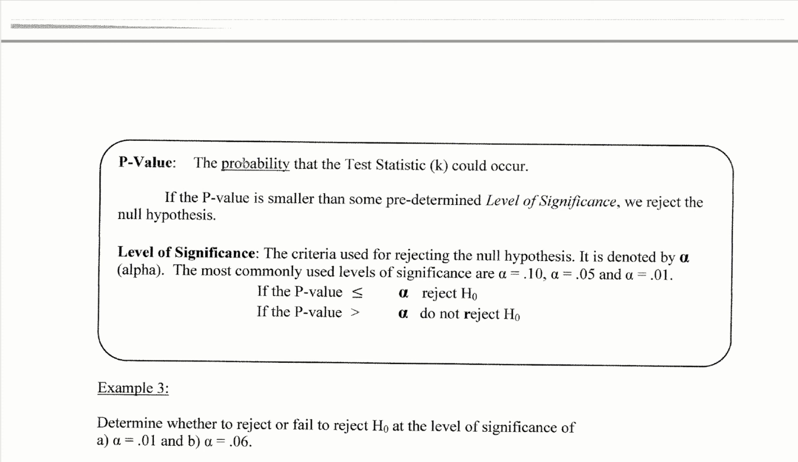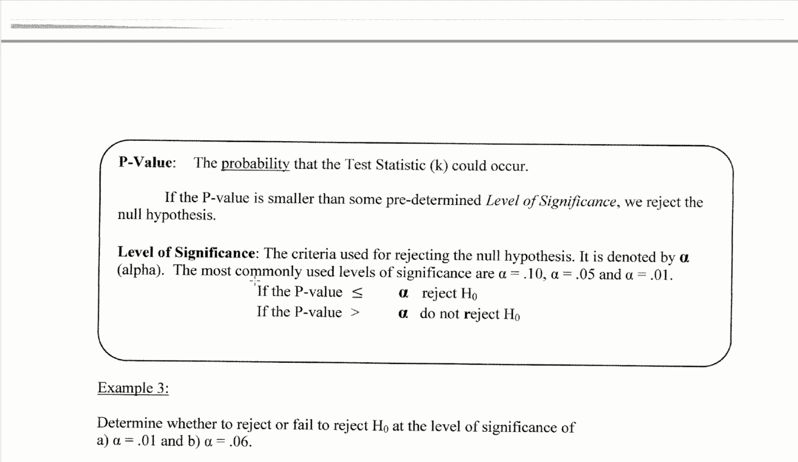We're going to investigate the probability that the test statistic K could occur if P is smaller than some predetermined level of significance. We will reject the null hypothesis. In this case, the level of significance is going to be denoted by alpha. Commonly used levels of significance are alpha equals 0.10, alpha equals 0.05, and alpha equals 0.01.